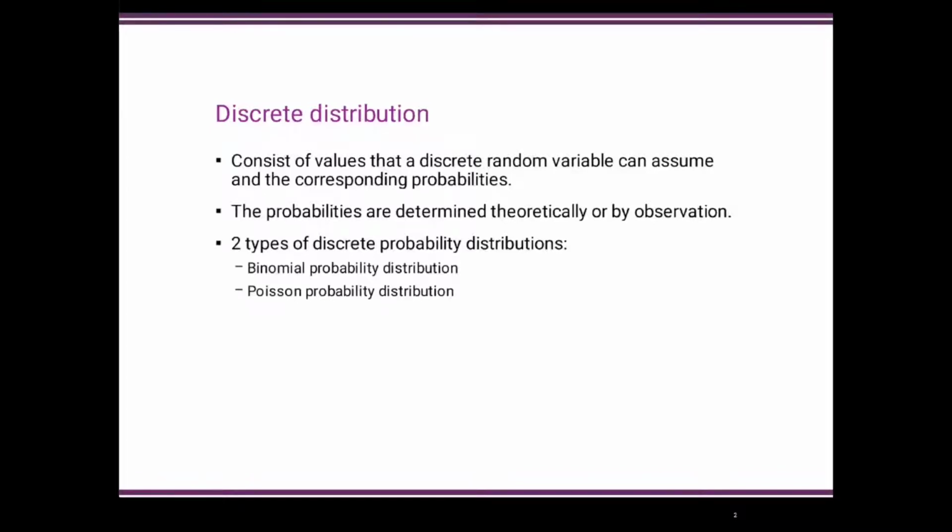What is a discrete distribution? It consists of values that a discrete random variable can assume and the corresponding probabilities. The probabilities are determined theoretically or by observation. Specifically for your syllabus, we will cover the binomial probability distribution and also the Poisson probability distribution. Both binomial and Poisson distributions are discrete distributions.